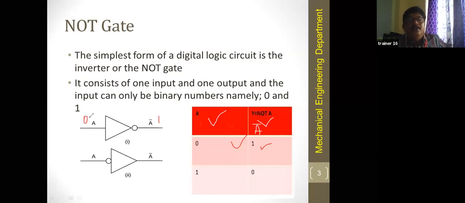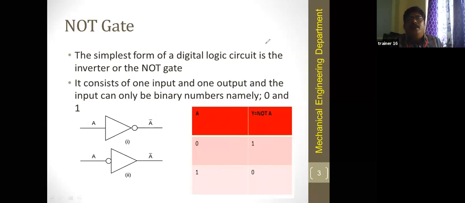If A is 0, the input is 0, the output is 1, the inverse. And if the input A is 1, the binary input, the binary output is 0. So the NOT gate is inverse. If the input is 0, the output is 1. If the input is 1, the output is 0.